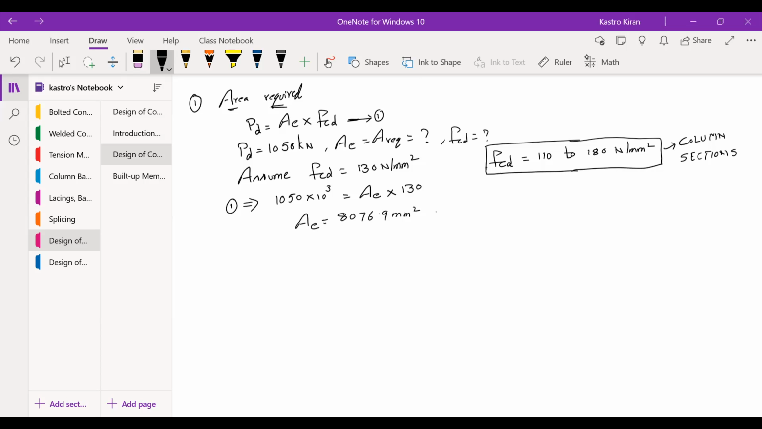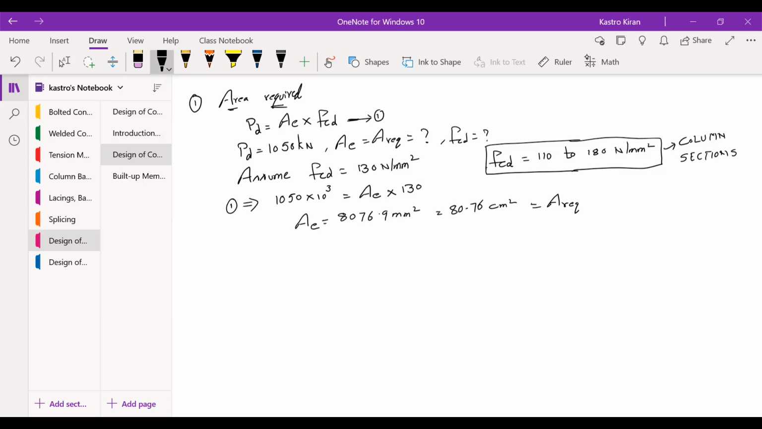But in our steel tables book, all the area values will be given in centimeter square. They will not be given in mm square, they will be given in centimeter square. So let's convert 8076 mm square into centimeter square. It will be 80.76 centimeter square. What is this value? This is the required area value, that is A required or area required.